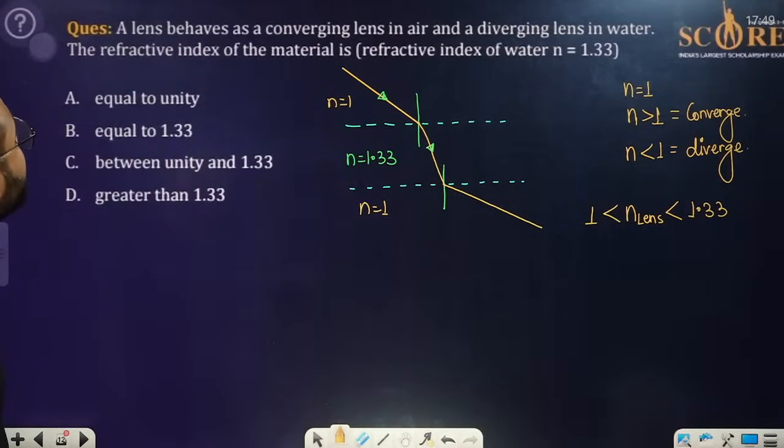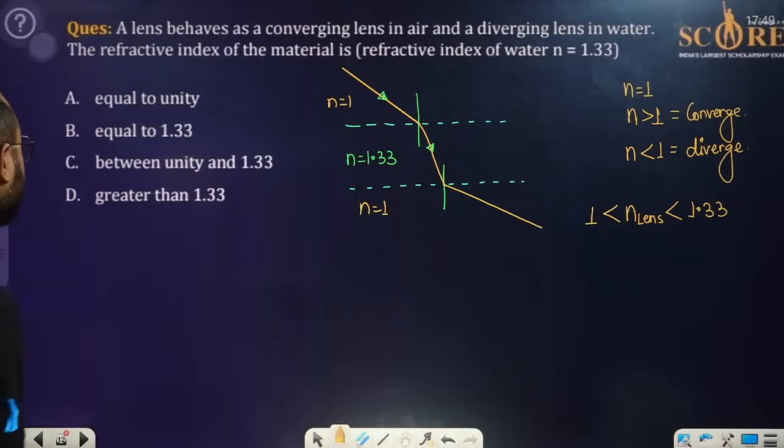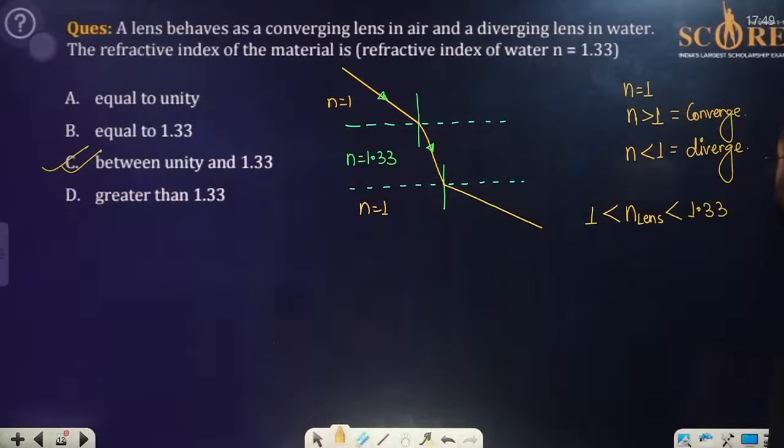The lens behaves as a converging lens in the air and a diverging lens in the water. The refractive index of the material is this much. Equal to unity? No, it will be between. This is the answer. It should be between unity and 1.3. Then only this will be happening. Smaller than 1.3, then it is going to converge. For diverging, it should be greater than 1.